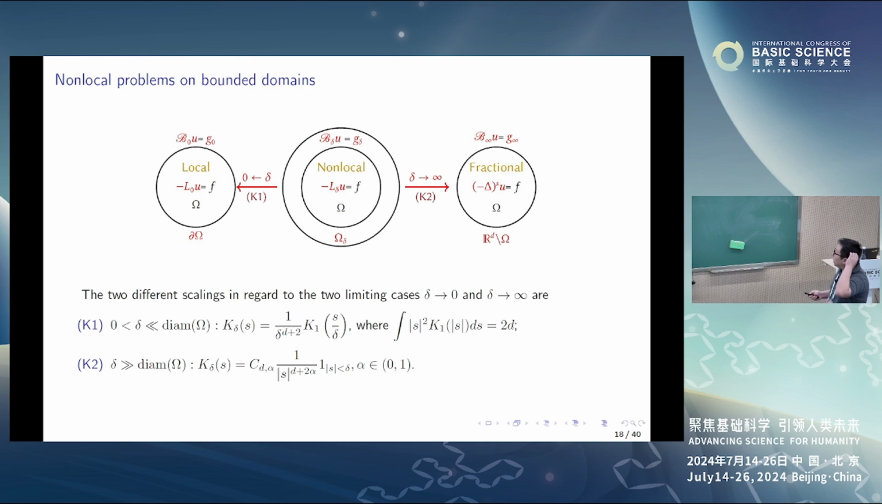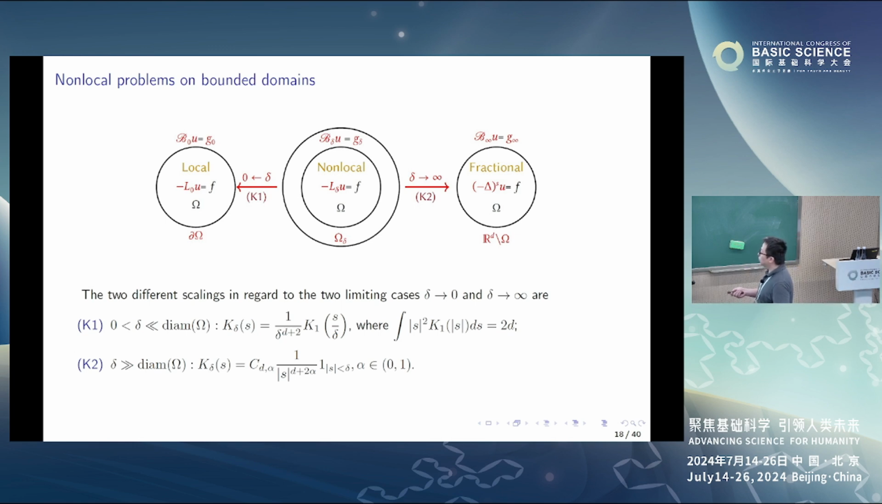But for large delta, we can choose a different scaling. We can choose this K_2 scaling, where K_delta(s) is a truncated fractional kernel. Then when delta goes to infinity, the nonlocal operator with finite horizon goes to the fractional Laplacian, right? And the boundary condition is imposed in the entire exterior domain, okay?